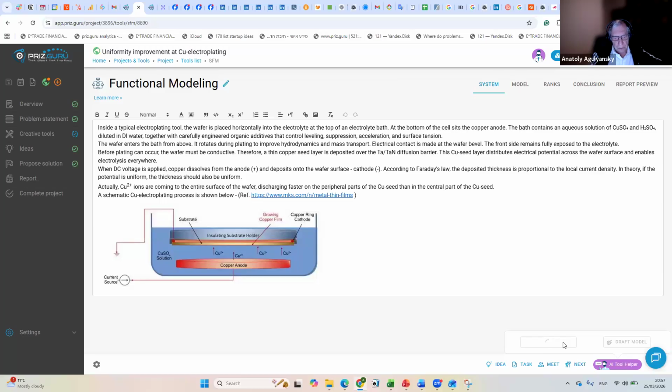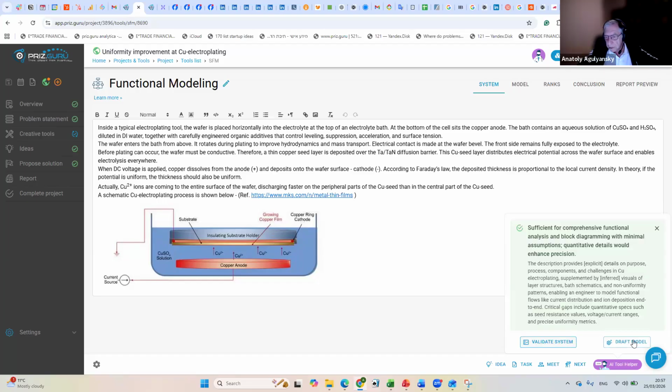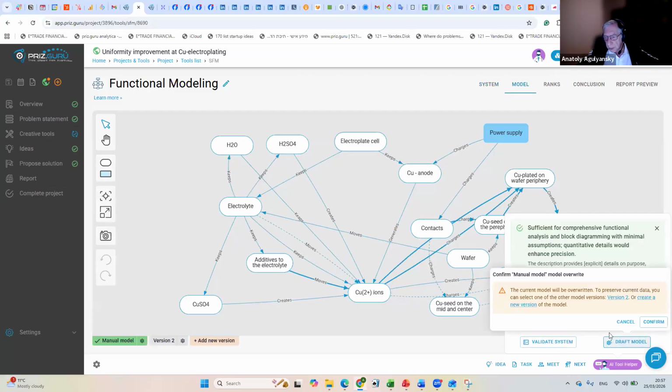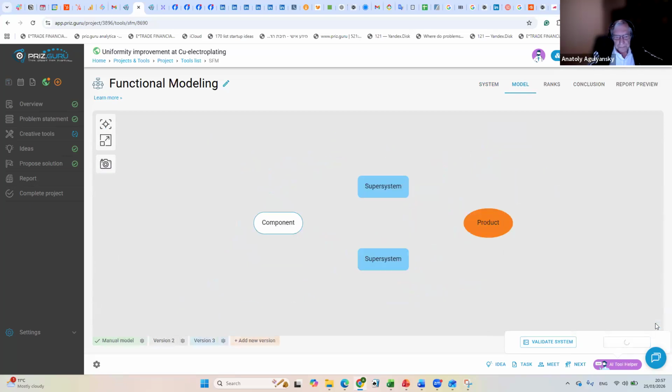Let's ask him to create. We teach him how to create a functional model. He said it's okay. Yes. It's thinking. And by the way, this is something important to understand as well.